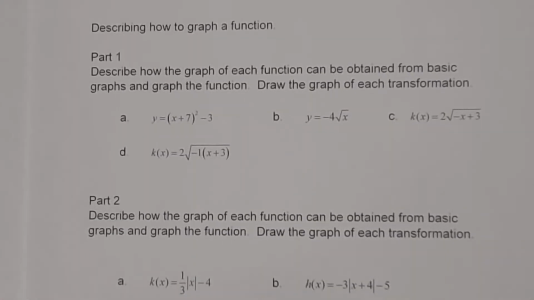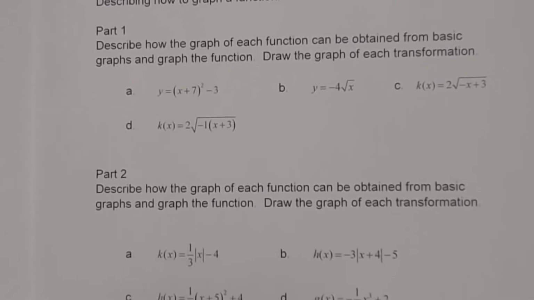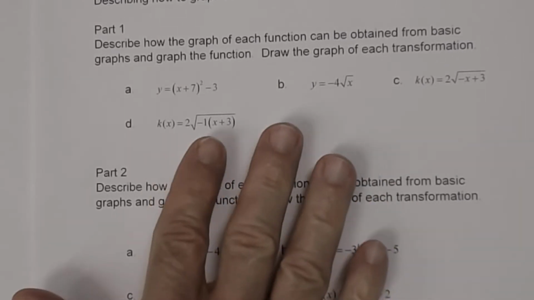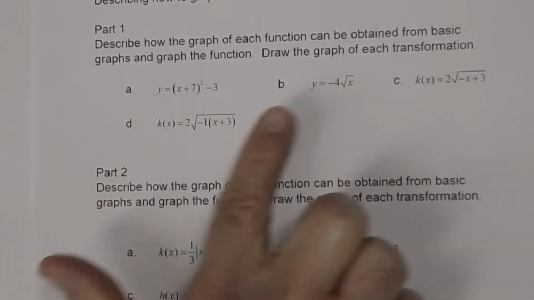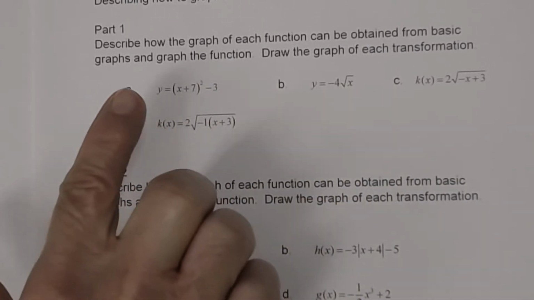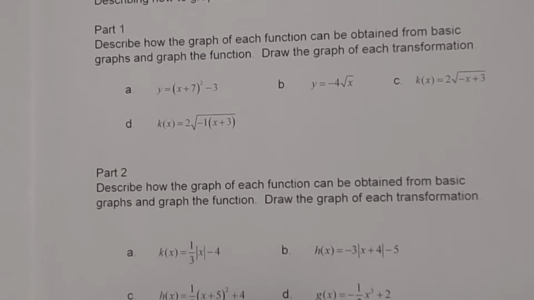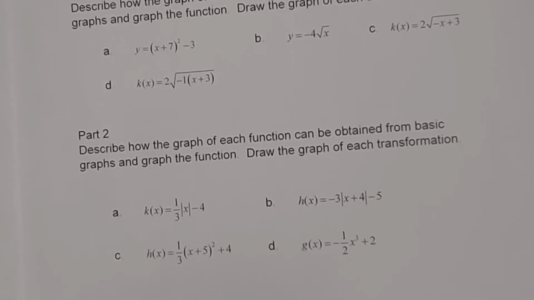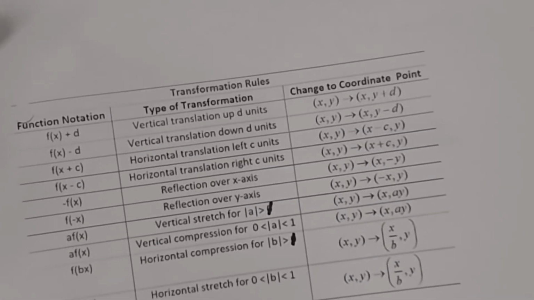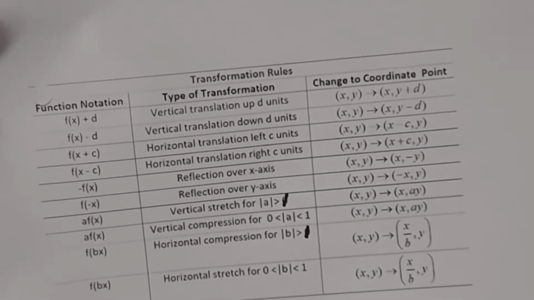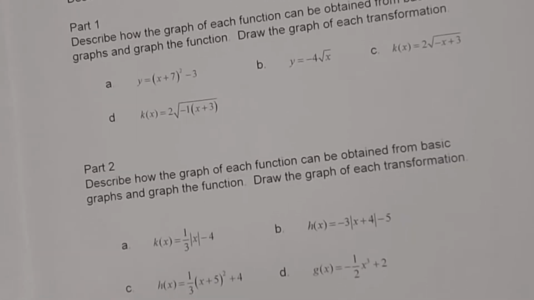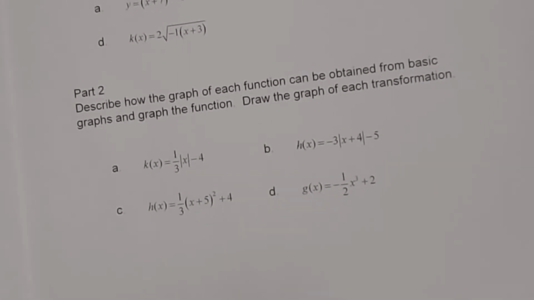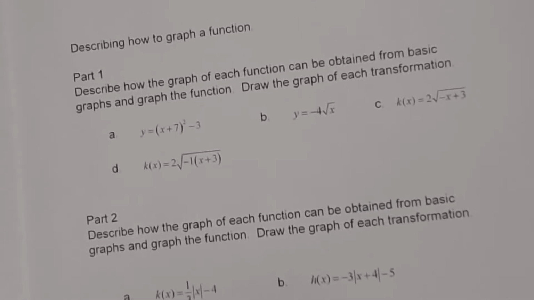What we're going to do here, though, is break this part into two parts, because what you have to do, given the function symbolically, is graph each transformation that occurs. We're going to have to discuss each part and graph each part. So it's not that difficult. You just have to remember your transformation rules and how to apply those. Okay, this will be part one, and this is going to be part two. So we're going to do part one first.